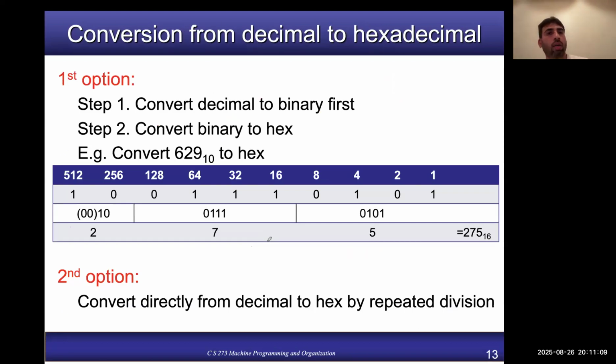So how can we convert from decimal to hexadecimal? Again, there are multiple ways. Let's first talk about the second option because we have used this approach earlier. One option is that you can convert directly from decimal to hexadecimal by repeated division. So what does it mean? It means, let's say you have a number 275 and you want to convert it to hexadecimal.